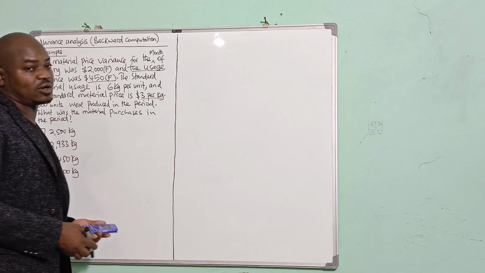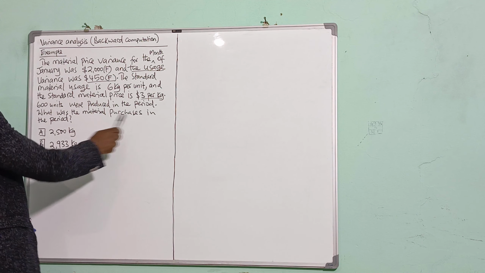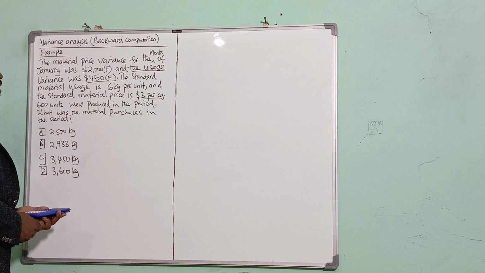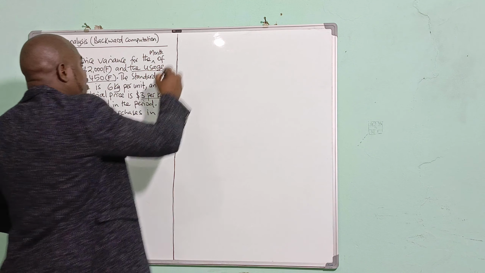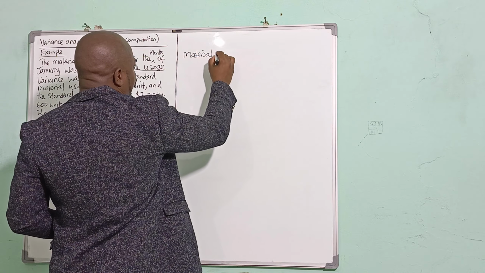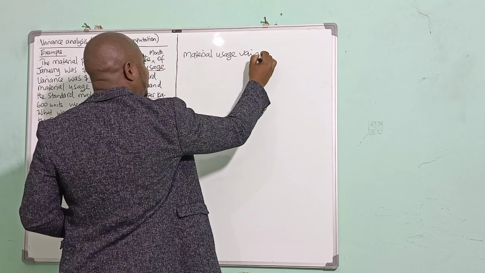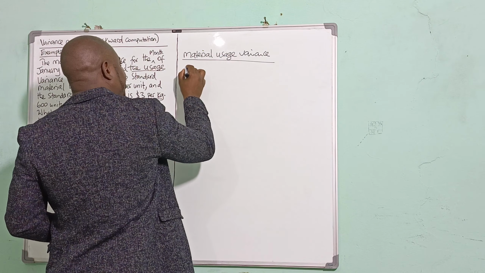Now this is how we work out this one. We're looking for material purchases, and material purchases is found in the computation for material usage variance. So let me demonstrate. Material usage variance. How do we calculate material usage variance? Okay, this is how we calculate it.